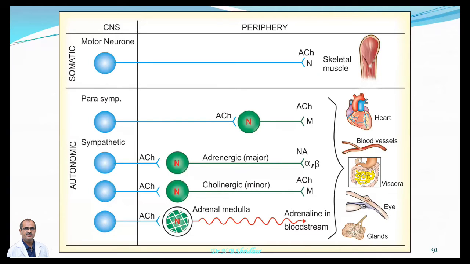Whereas in the parasympathetic nervous system, the preganglionic fibers are very long and the postganglionic fibers are short. This is the ganglia, where acetylcholine is the preganglionic neurotransmitter and also the postganglionic neurotransmitter, which acts on muscarinic type receptors, especially on the heart, blood vessels, viscera, eye and glands.